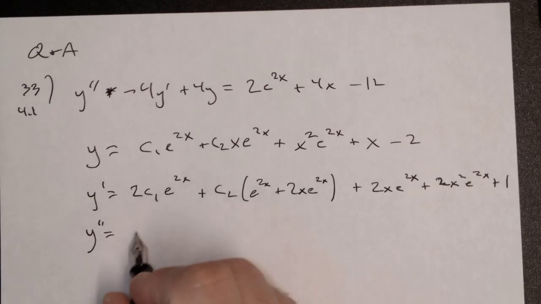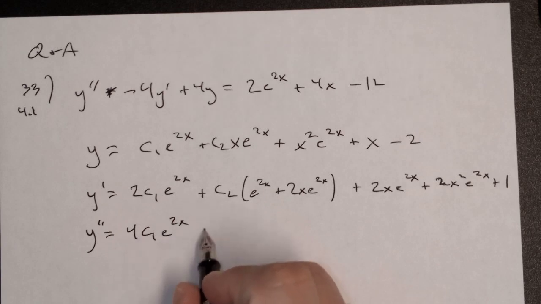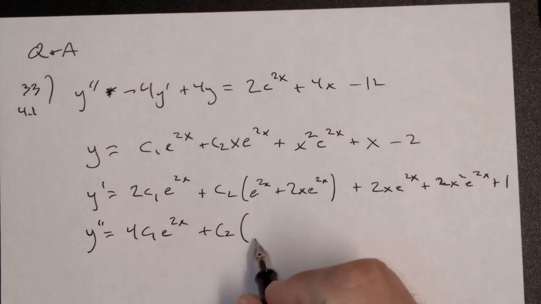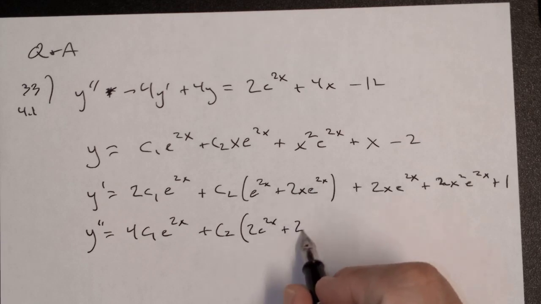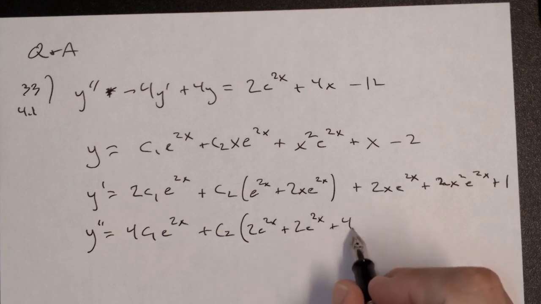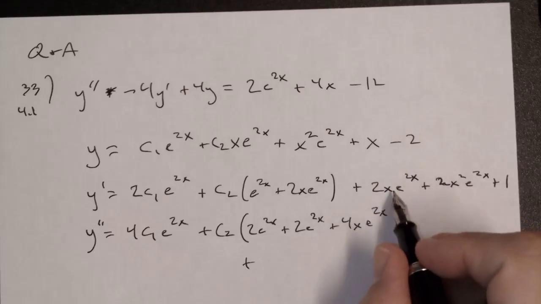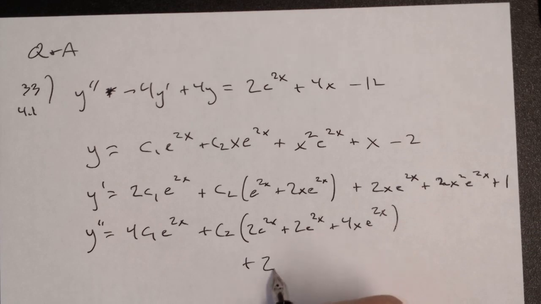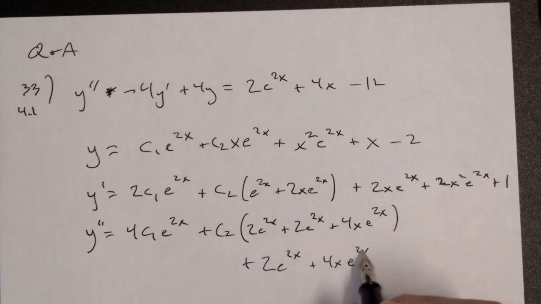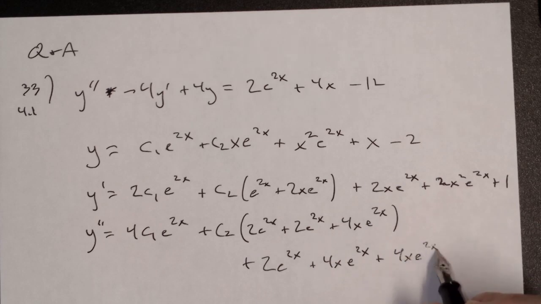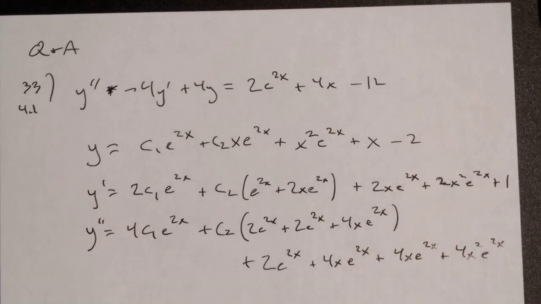Y double prime is 4c1 e to the 2x plus c2 times, all right, I'm going to get another product rule in here, 2e to the 2x plus 2e to the 2x plus 4x e to the 2x, plus the derivative here is going to be another product rule, 2e to the 2x plus 4x e to the 2x. Same thing here. I get 4x e to the 2x plus 4x squared e to the 2x plus 0.